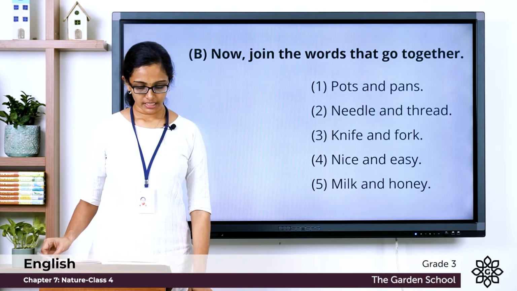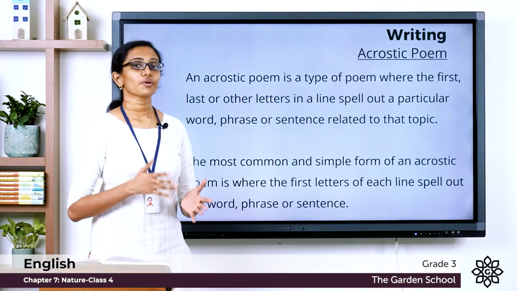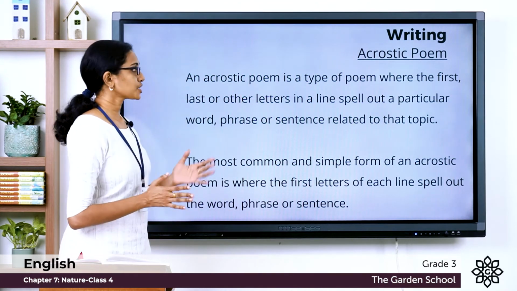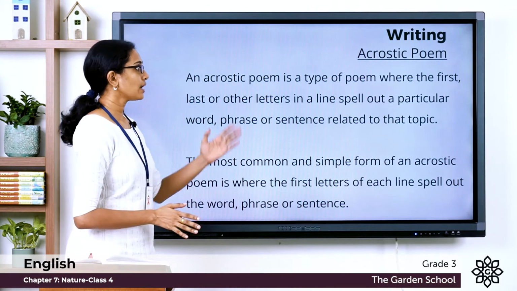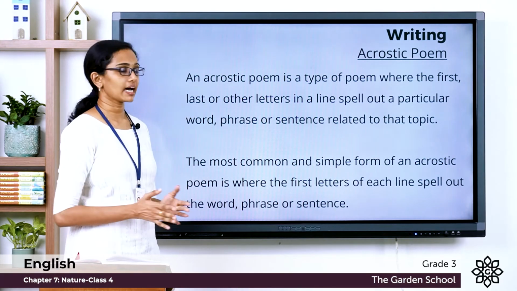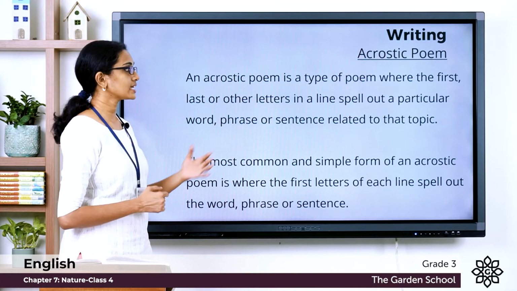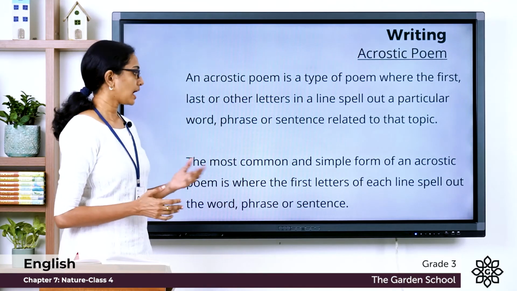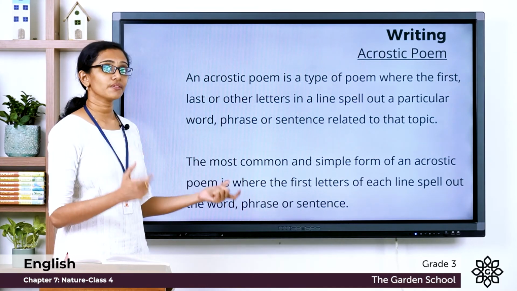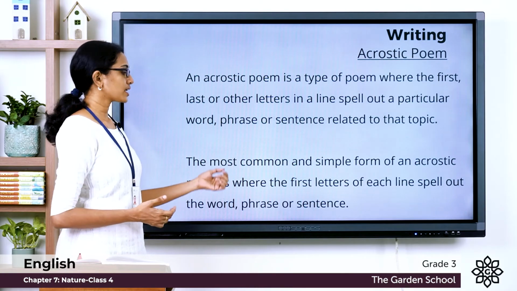Now let's move on to the next section, and it is the writing section, and here we are going to learn more about acrostic poems. So what is an acrostic poem? An acrostic poem is a type of poem where the first, last or other letters in a line spell out a particular word, phrase or sentence related to that topic. And the most common and simple form of an acrostic poem is where the first letters of each line spell out the word, phrase or sentence.